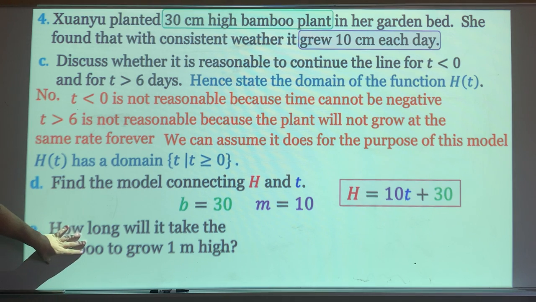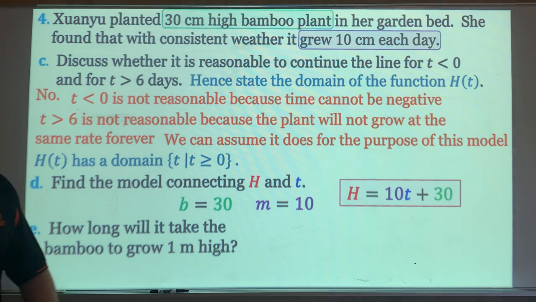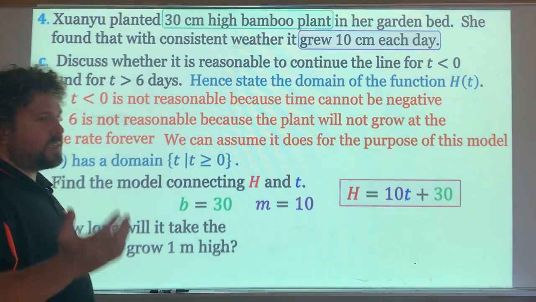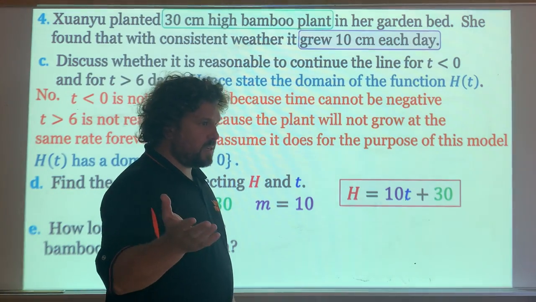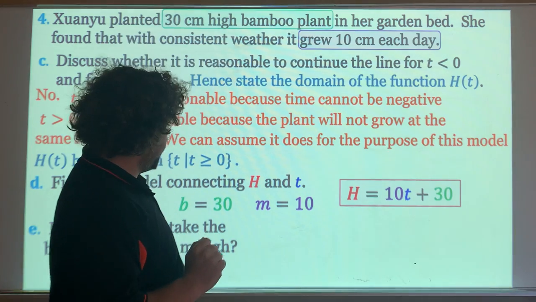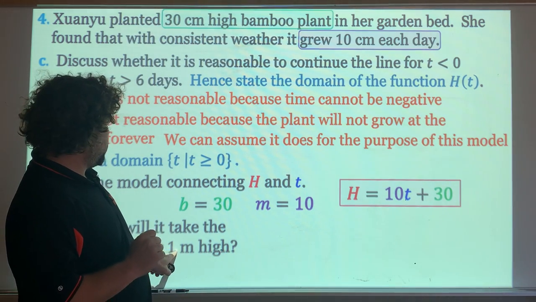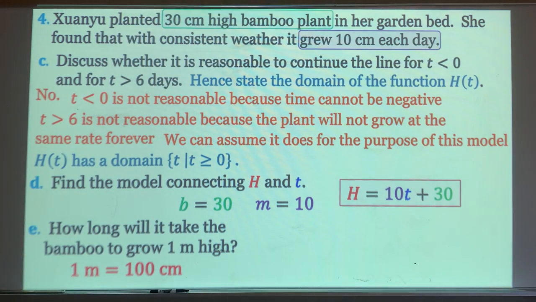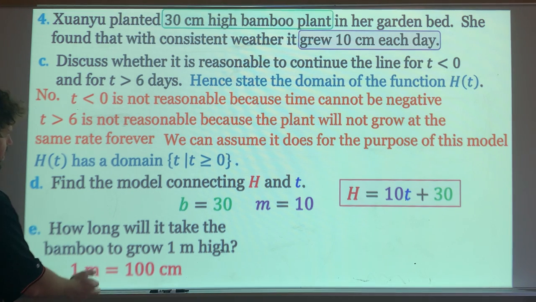How long will it take it to be 1 meter high? 1 meter is how many centimeters? Well, 100 centimeters is 1 meter, right? So 1 meter is 100 centimeters. Centi means 100 per meter.